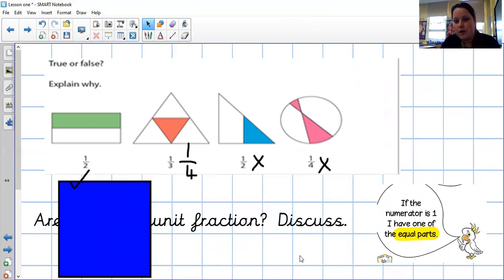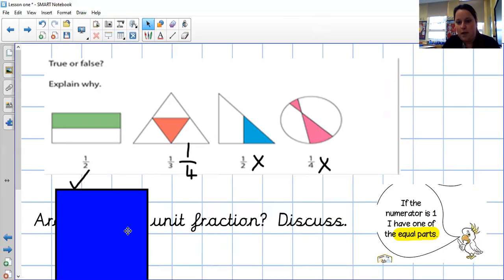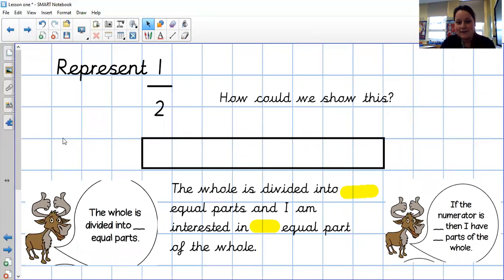If the numerator is 1, I have 1 of the equal parts. So we know that a unit fraction has a numerator of 1, but it's really important. This is why I've highlighted it here. Those parts have to be equal if they are fractions. Okay, so let's have a little go.